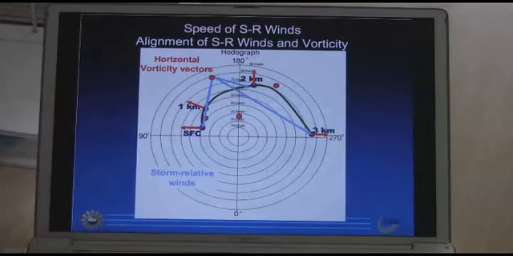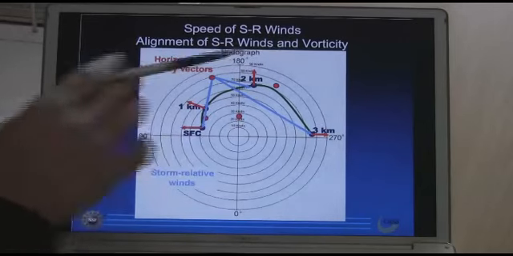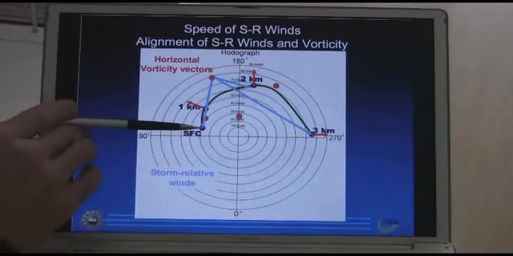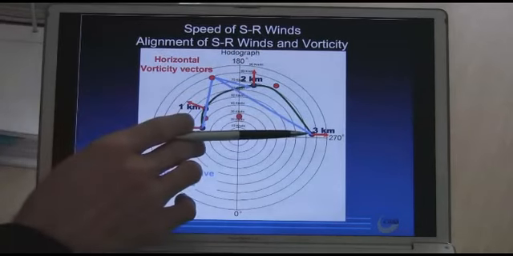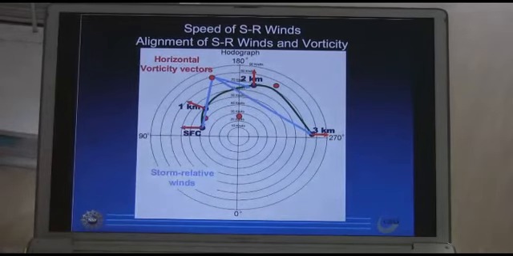All right? What's the alignment between the storm relative winds and the vorticity? It's horrible. Here it's almost perpendicular. Here it's almost perpendicular. Here it's almost perpendicular. Here it's not perpendicular, but it sure isn't perfectly parallel. So it's pretty awful there. Okay, so the alignment's quite bad.